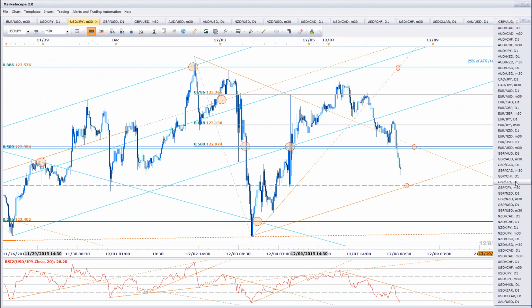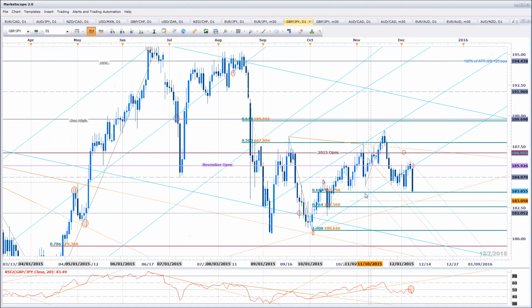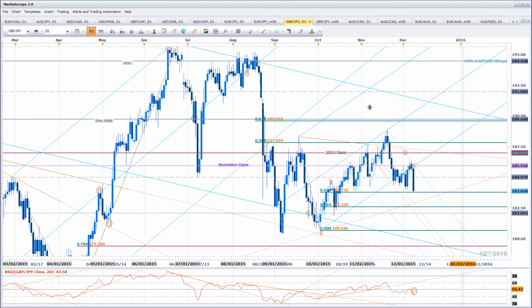Here's what Sterling Yen looks like on the daily chart. Coming in on some nice support right now. That's the 618 retracement from the advance off the lows that we put back in October. That takes into 183.75. Basically, the low we made today so far is 183.74. So you're basically looking for some near-term support here. The momentum signature still remains pretty bearish.